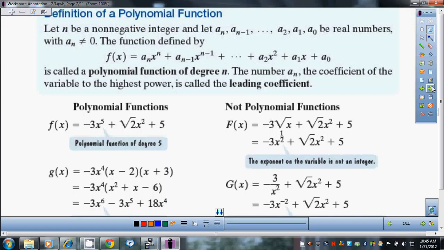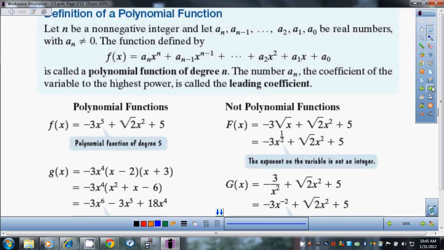The degree of a polynomial function is the highest power. So here the degree would be 5, 4, oh, actually 6. We have to multiply all this together. 6, 5, 2, because that's the highest one, etc., etc.